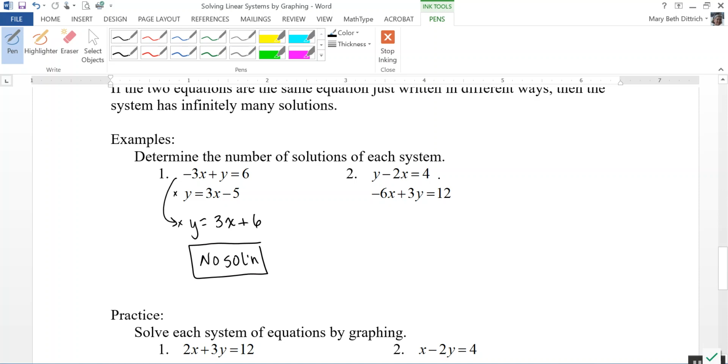And let's take a look at number 2 here. So I have y equals negative 2x, or y minus 2x equals 4, and negative 6x plus 3y equals 12. I'll rewrite each of those in slope-intercept form.